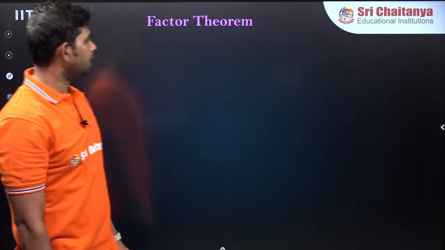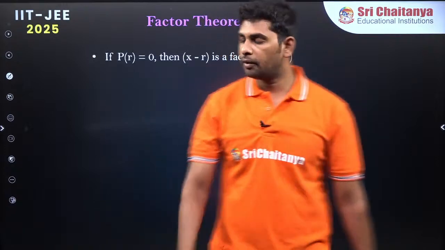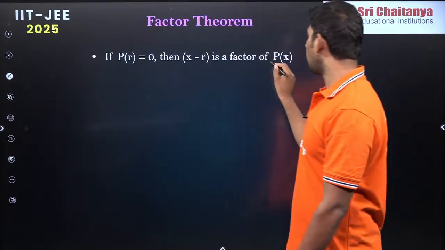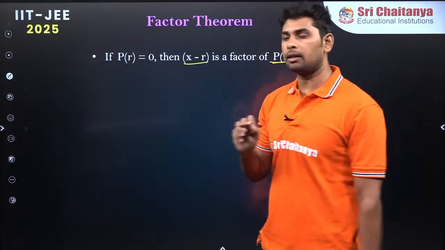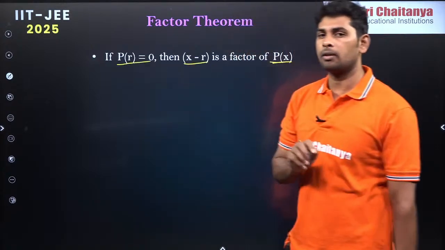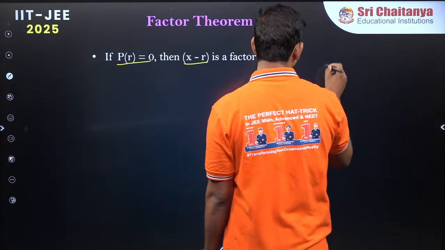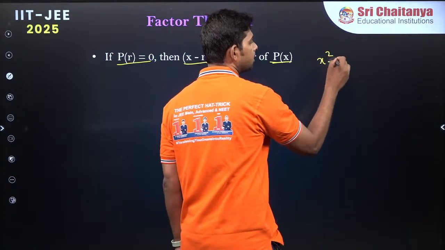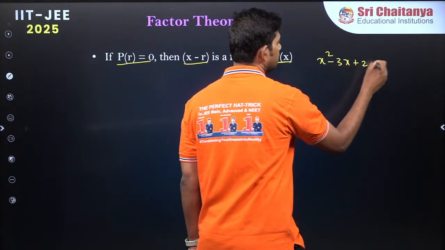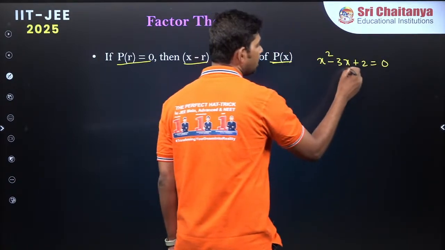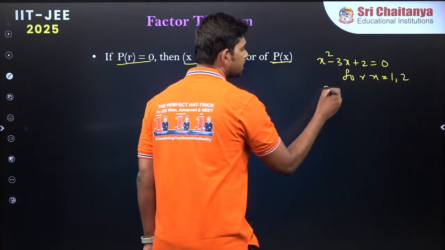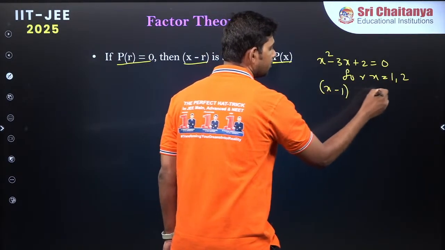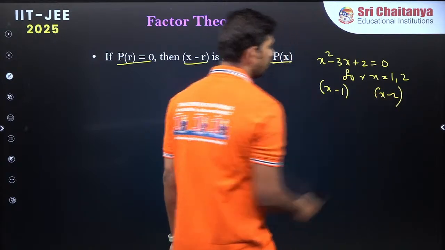Right. So next we are having the factor theorem. If I am taking p of x as any polynomial, okay? Then x minus r is a factor whenever p of r equals 0. For example, I am taking x square minus 3x plus 2 equals 0, for x equals what values? 1, 2, you know that. That means x minus 1 is a factor, that we were studying already. x minus 2 is a factor, right?